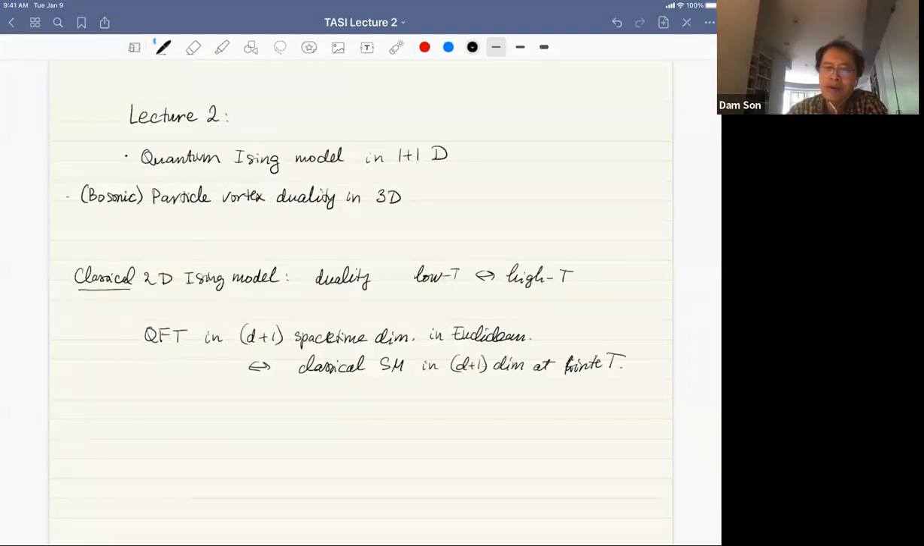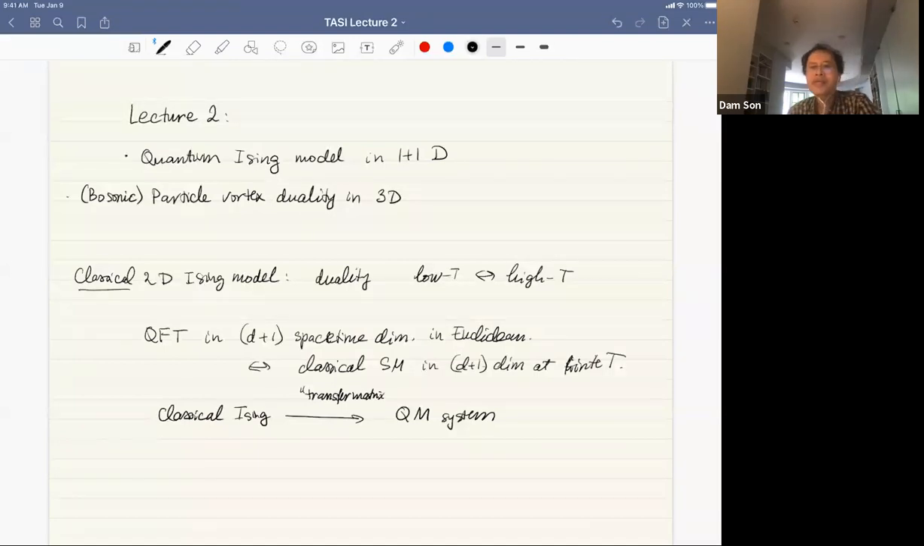If you go back to history, you remember that Onsager provided us with the exact solution to the Ising model, and one can formulate Onsager's solution as a map from the classical Ising model to some quantum mechanical system. And Onsager did that through a technique called the transfer matrix. So the transfer matrix, from the point of view of the quantum mechanical system, is a finite time evolution in Euclidean space. If you look at any textbook, you will find how this solution is done.